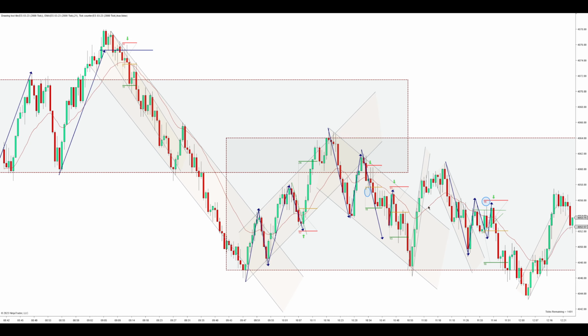So this uptrend has a break, first attempt higher, second attempt higher, failure, downtrend, break, first attempt lower, second attempt lower. So it's a big picture failed second entry. First entry long, second entry long, failure.